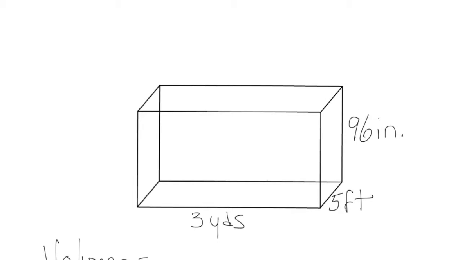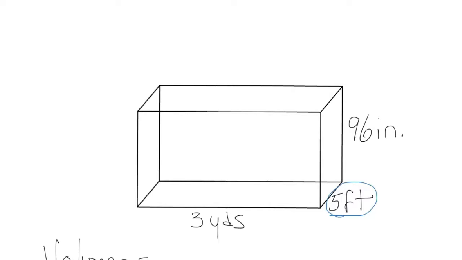For our next problem here, you can see that we have a three-dimensional shape. We can see that we have 3 yards, 5 feet, 96 inches. I want you to find the volume of this shape. Pause the video and come back when you're ready to see the work. The first thing that we need to do to solve is find the units that we're going to change them all to. I'm going to convert to feet.